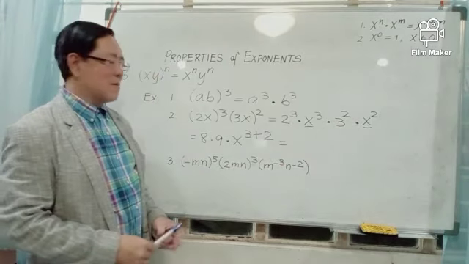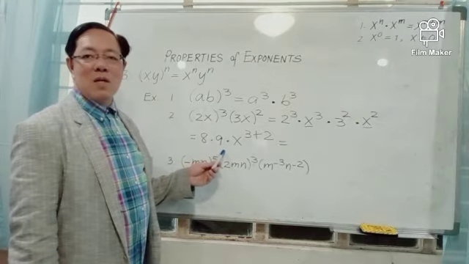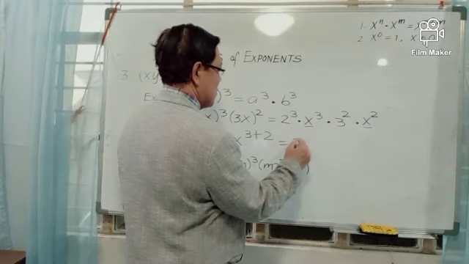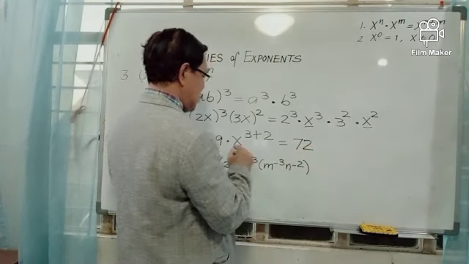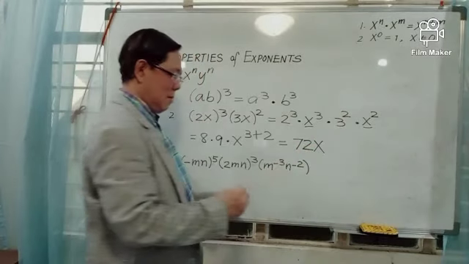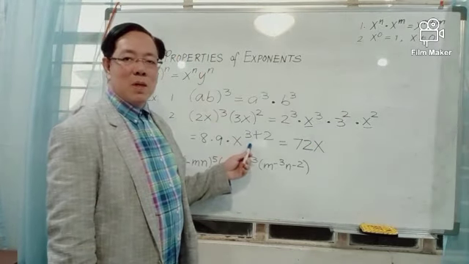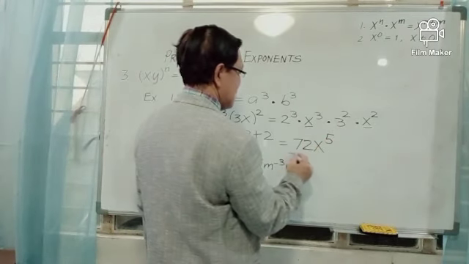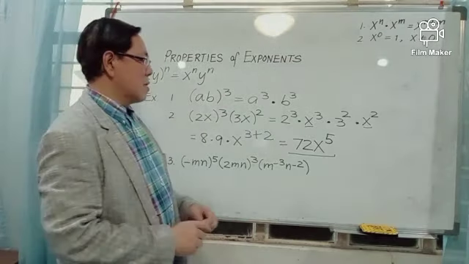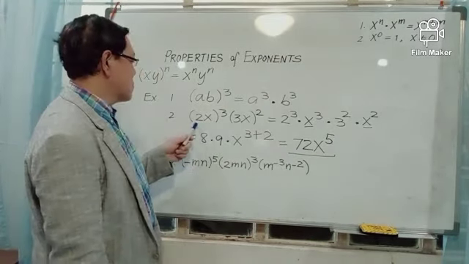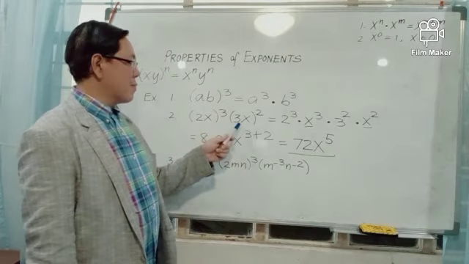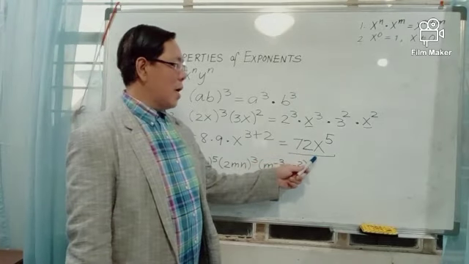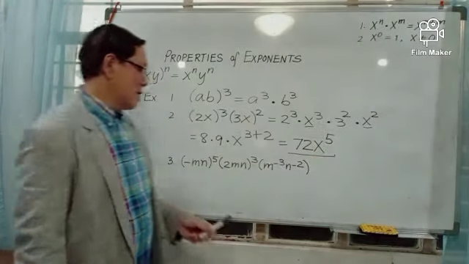And simplify. Multiply the numerical coefficients. 8 multiplied by 9 is 72. Multiply by x, and add the exponents. 3 plus 2 is 5. This is the simplified form of 2x raised to 3 multiplied by 3x squared. The product is 72x raised to 5.